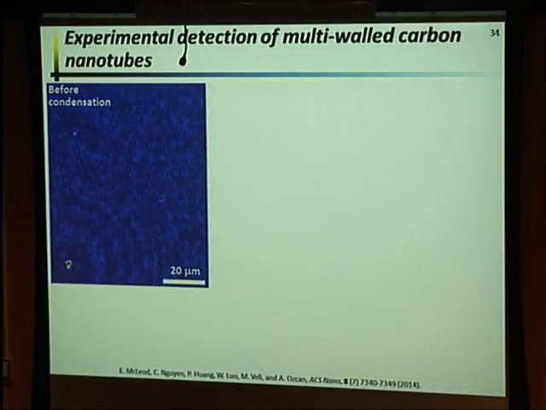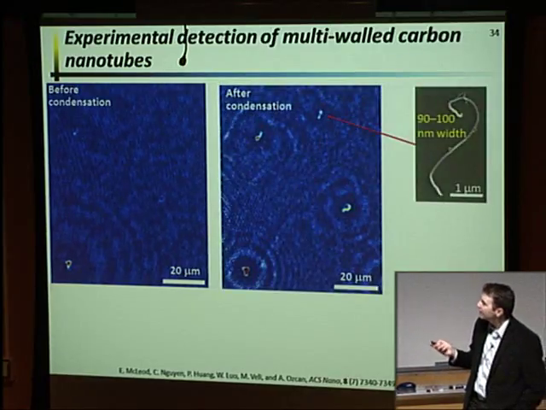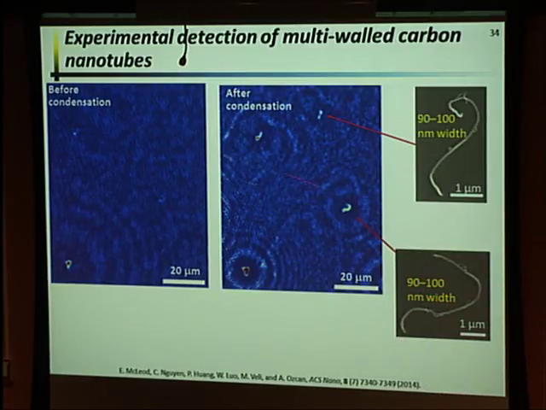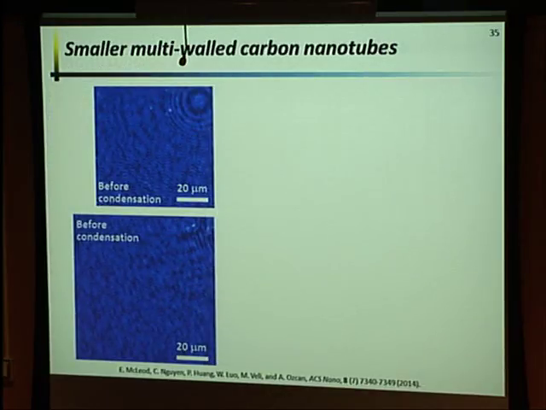So not only can we detect spherical particles, we can also detect different shapes of particles. This is looking at carbon nanotubes. As far as carbon nanotubes go, these are fairly thick. They're 90 to 100 nanometers in width. And you can see that before condensation, we can't really detect them. But after we condense these nanolenses, we get strong signals. Another interesting thing to note is that these carbon nanotubes are very hydrophobic, so you wouldn't normally be able to immerse them in a solvent. Yet this procedure is still working fairly well, and we're still getting these nanolenses condensing around these objects.